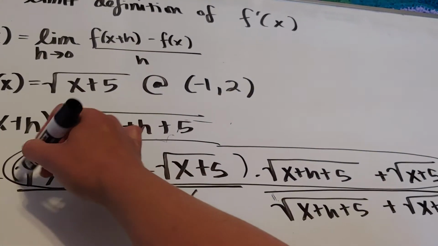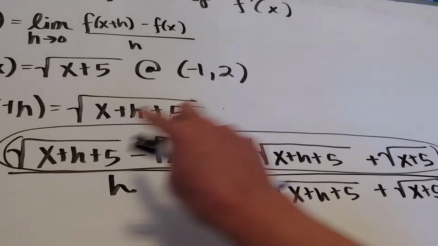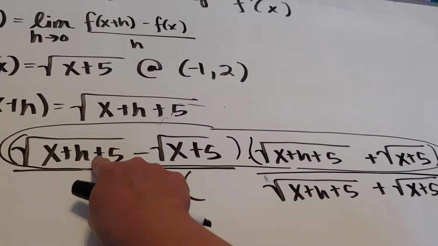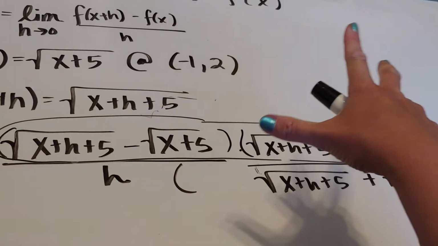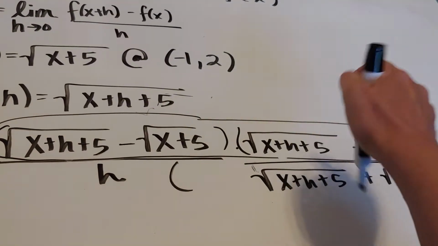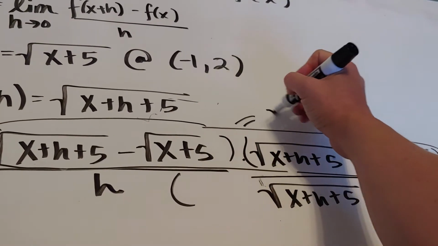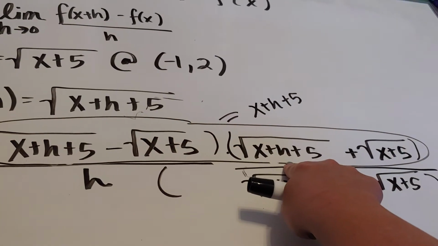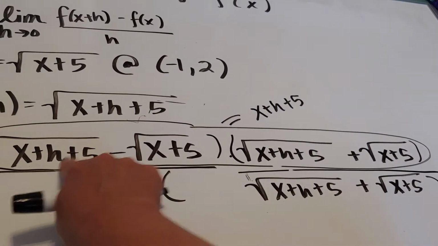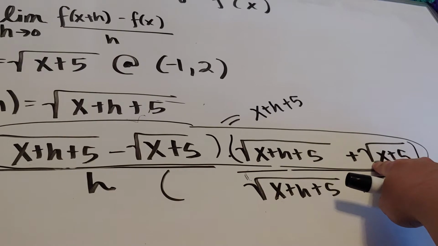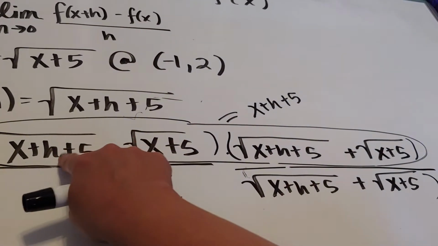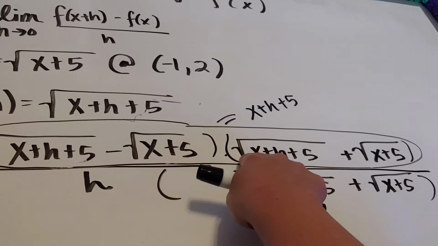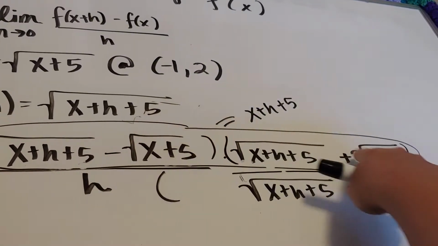So when I FOIL this, I get a root and a root that matches. That root and root that matches, we're going to pop off, and I'm just getting x plus h plus 5. So this is going to turn into x plus h plus 5 when I multiply this guy and this guy together. Okay, now, when I multiply this guy and this guy, I get a positive one of those two crazy roots. But then, when I FOIL this term and this term, I get a negative one. So this guy is going to cancel out with this guy.